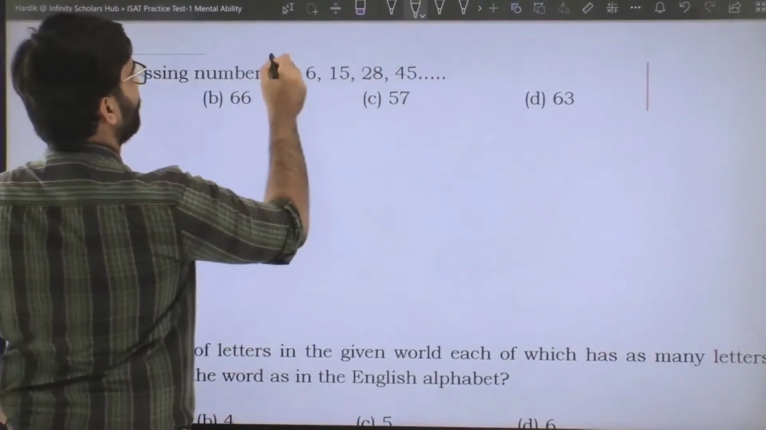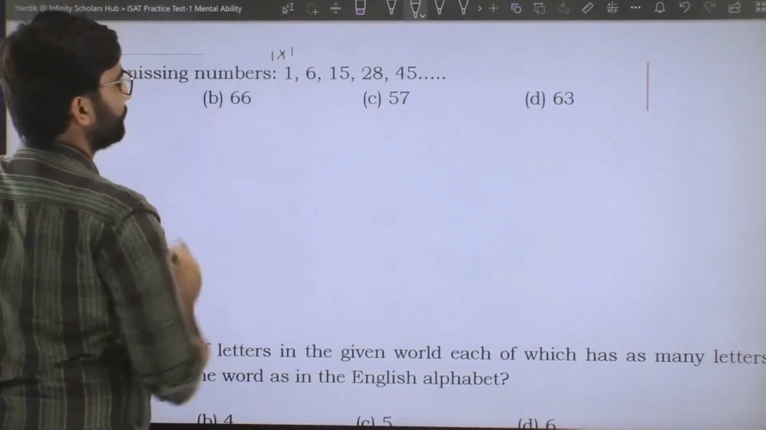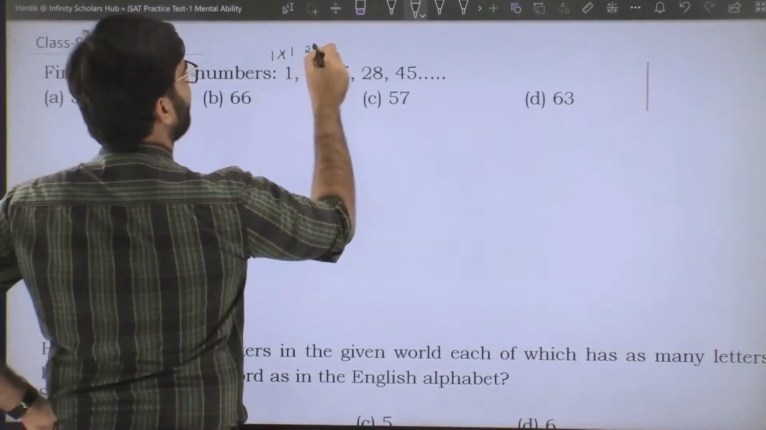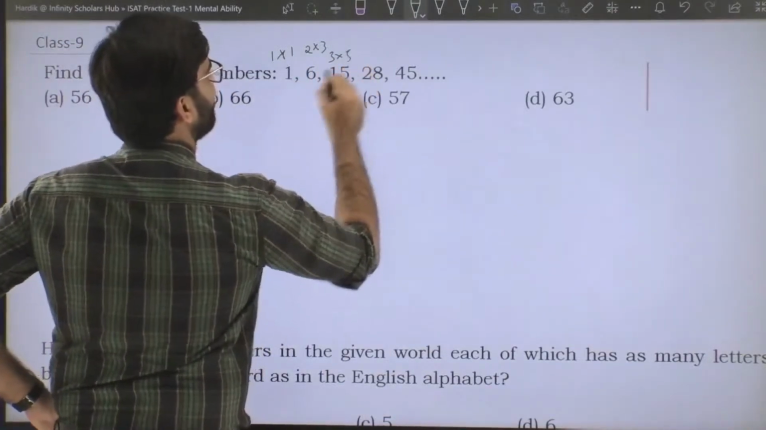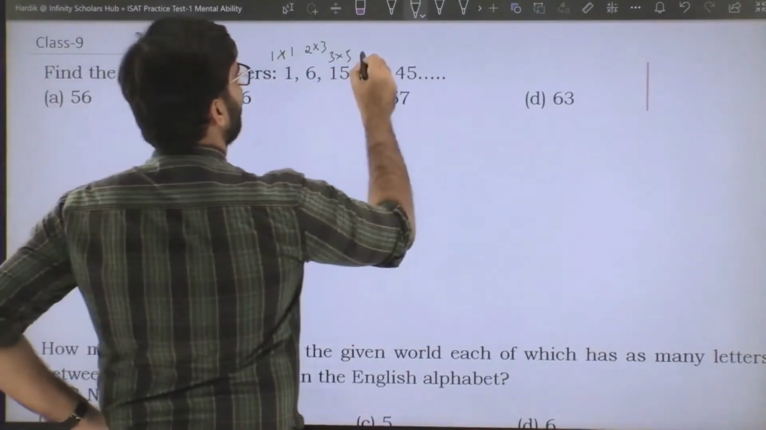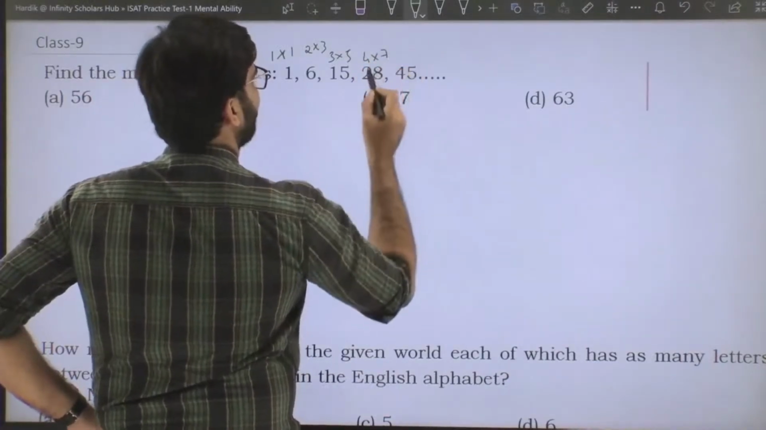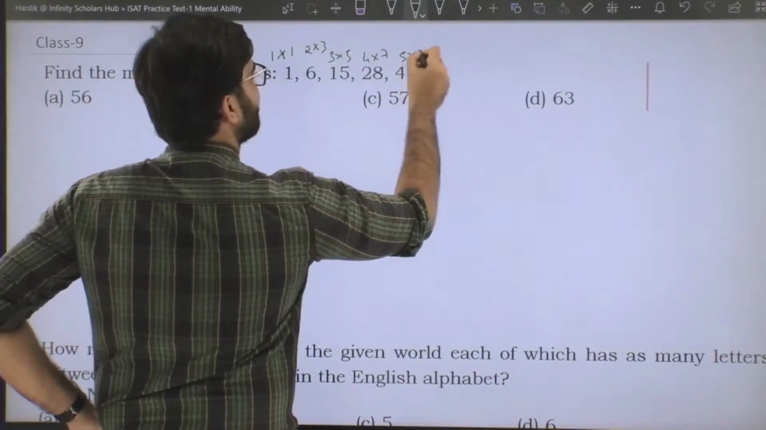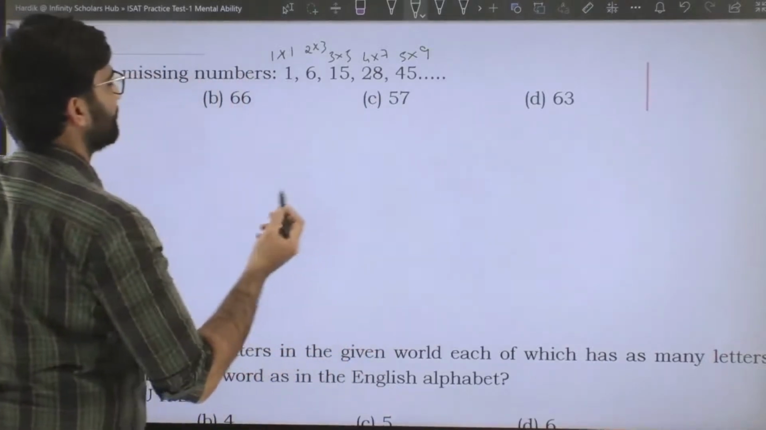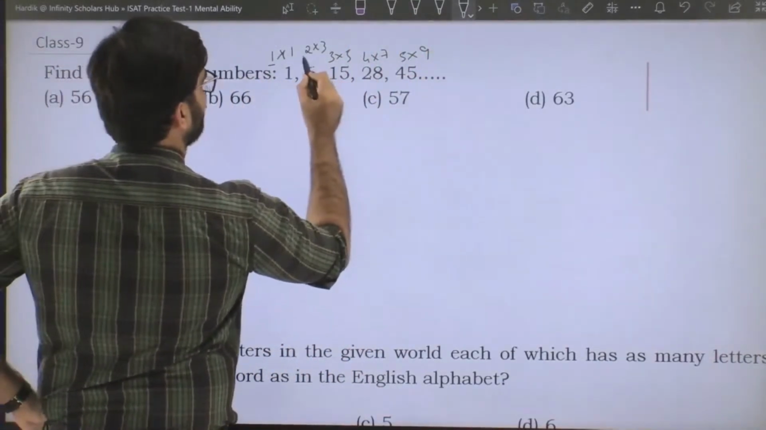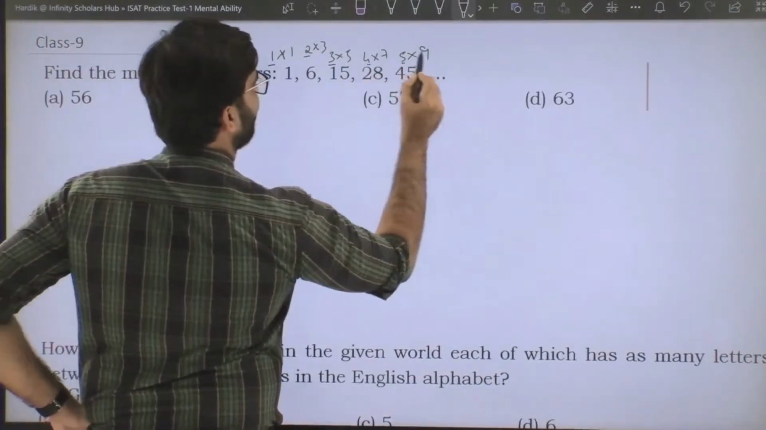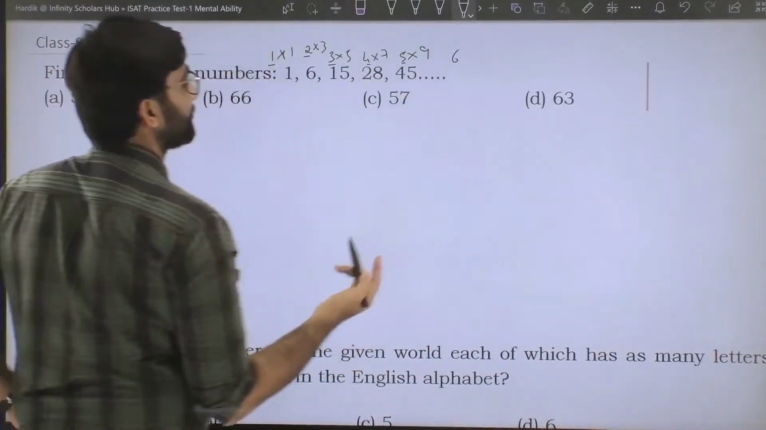So see, what can I do? 1 into 1 gives me 1, right? 2 into 3 gives me 6. 3 into 5 gives me 15, correct? 4 into 7 gives me 28. 5 into 9 gives me 45. So I guess there's something over here. This is 1, this is 2, this is 3, this is 4, this is 5. So definitely the next number should be 6, right?